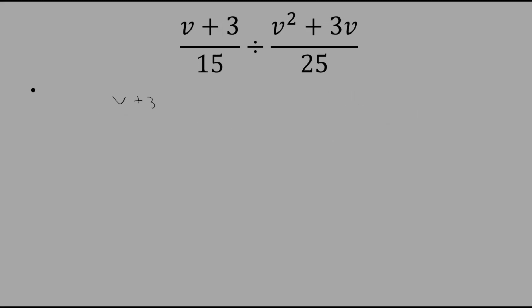V plus 3 over 15 times 25 over V. Now again, we should be able to spot that there's a common factor.